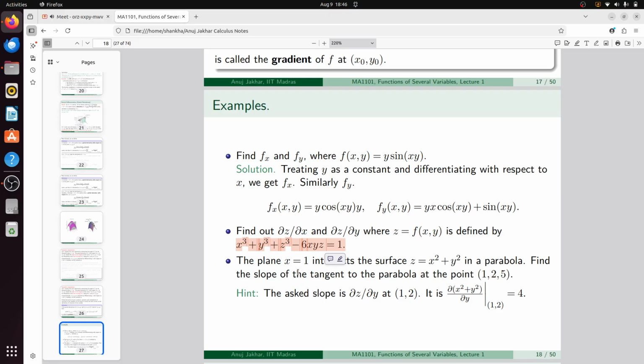So here the answer is, you take the partial derivative of this function. It will be 3x squared plus 0 plus 3z squared del z del x minus 6xy del z del x equal to 0. Yes, term by term partial differentiation. 6xy del z del x is one term, and then minus 6yz, because you have to differentiate the term 6xyz partially with respect to x.